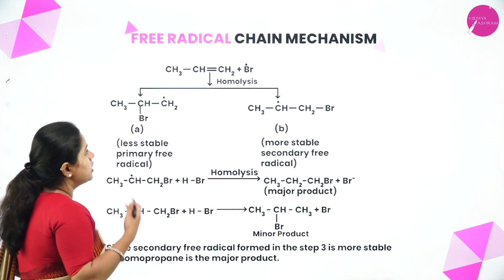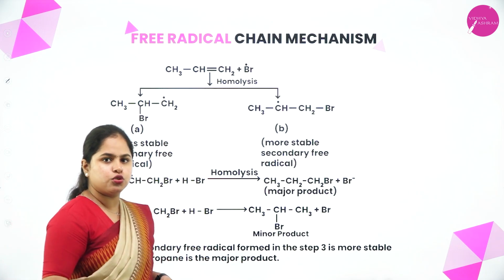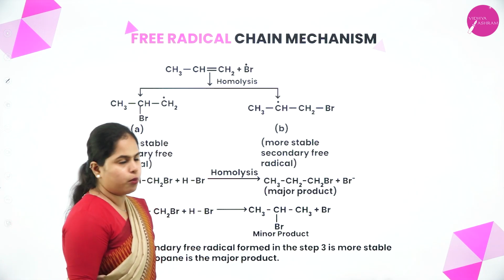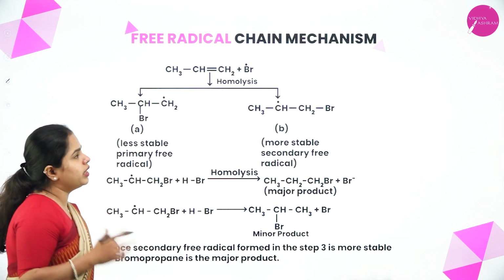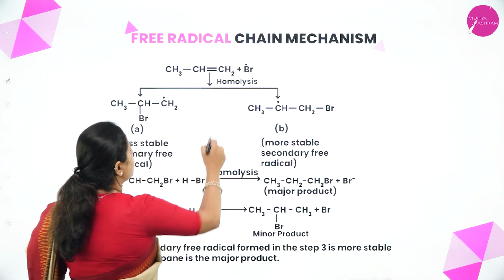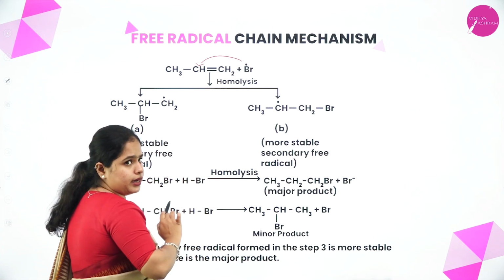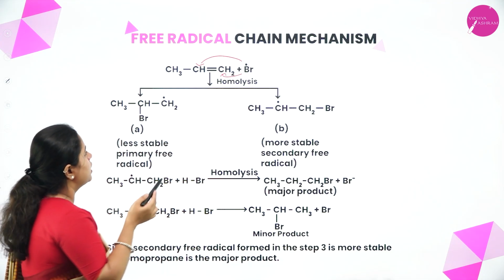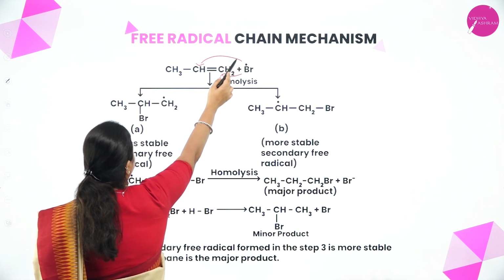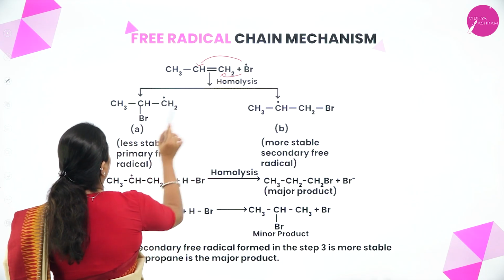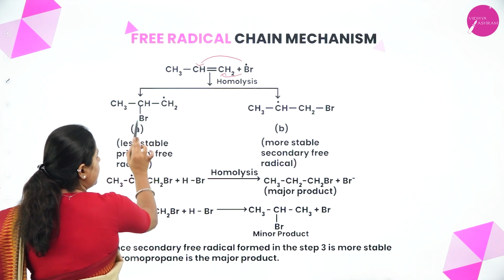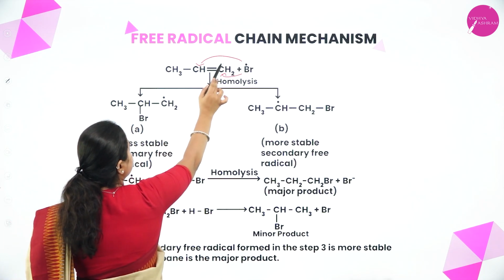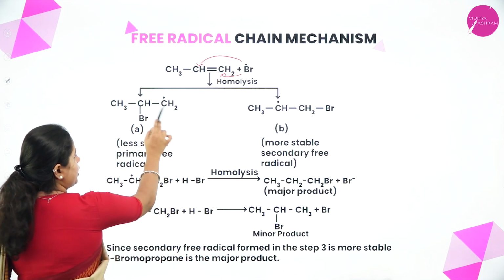Now this bromine free radical is going to attach to the propene. So we are taking the example of propene here. Here also there are two possibilities: the bromine gets attached to this carbon atom or else this carbon atom. So based on that, you will get two different products. What happens if bromine is getting attached to this carbon atom? You will get CH3CHBr here and the free radical will be on this carbon atom.